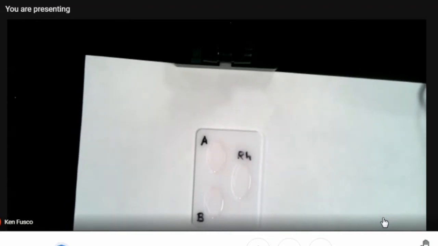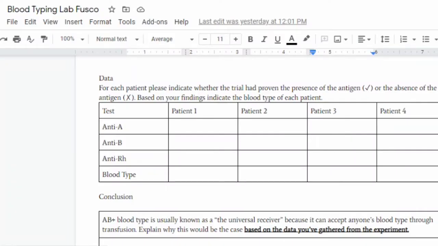And we're going to see what happens. When a reaction happens, you're going to put a plus or an X on each of these things as we go along. So I'm going to do patient 1. I'm going to put anti-A, anti-B, and RH on there. And we're going to figure out what their blood types are. Okay? So refer back to the table we just filled out.